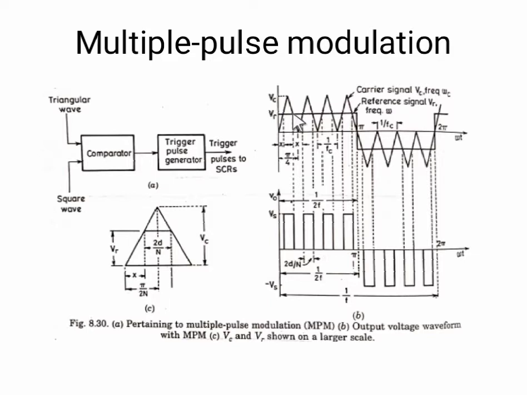For these portions, the output of the comparator remains 1. At this portion, the magnitude of the triangular wave is below the reference wave, so there is no output from the comparator. So by comparing these, we can produce this.